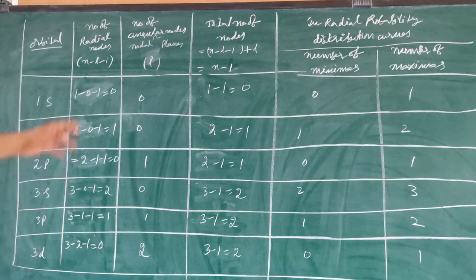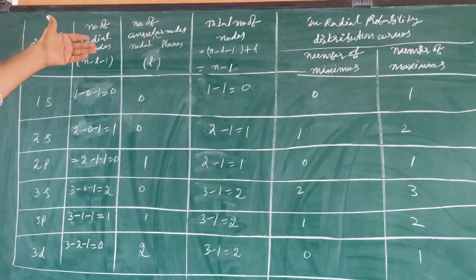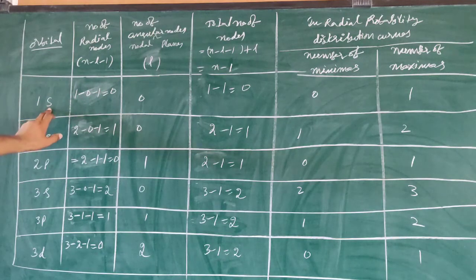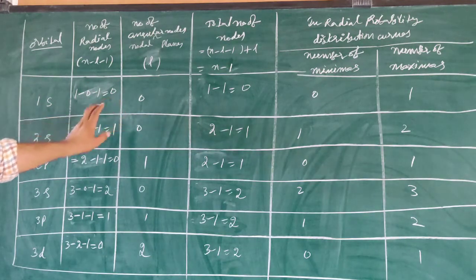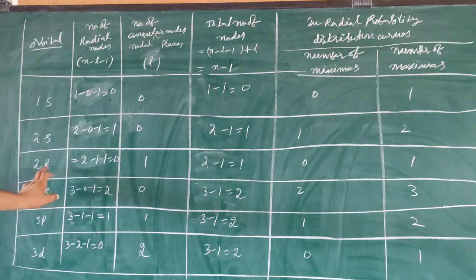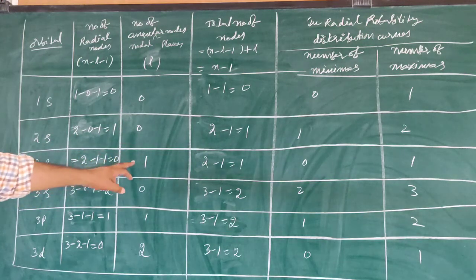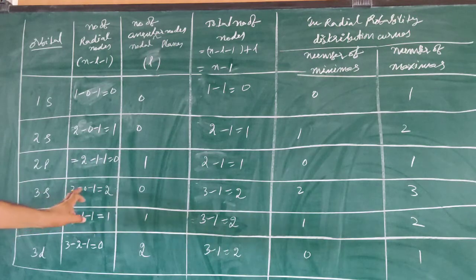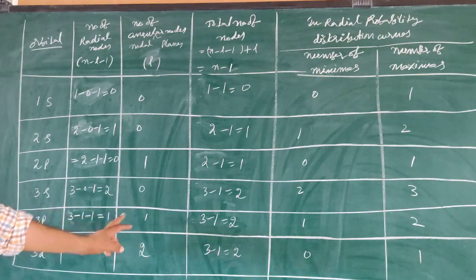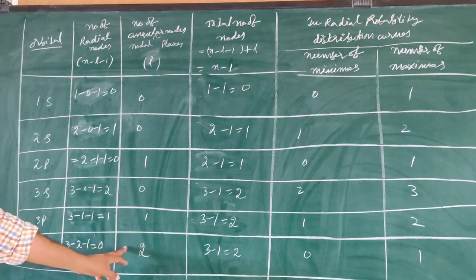Okay, next if we consider number of angular nodes or nodal planes, that is equal to l. For s orbital, l is equal to 0, we can write as it is. Here also for s orbital, l is equal to 0. For p orbital, l is equal to 1, okay, 1. For s orbital, again l is equal to 0. For p orbital, again l is equal to 1. For d orbital, l is equal to 2.